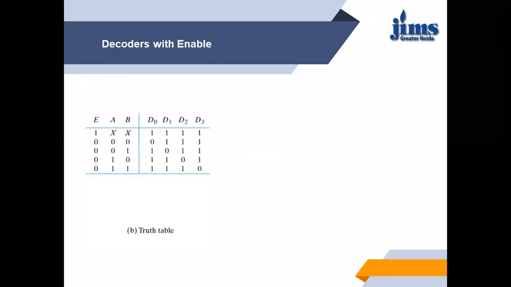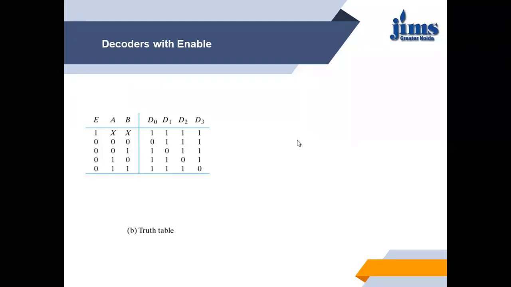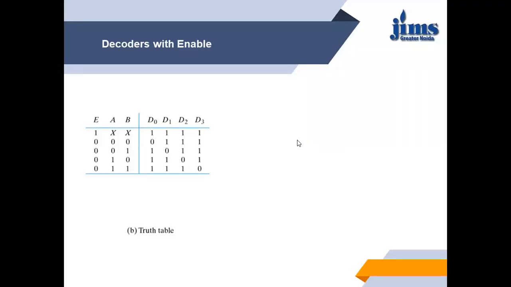Now, what's the purpose of an enable? So here we have tried a 2:4 line decoder with an enable input. Here I have used negative logic, that is 0 will be considered as active and 1 will be considered as inactive. So whenever enable is 1, whatever the input combination is, it is marked as cross, that is don't care.